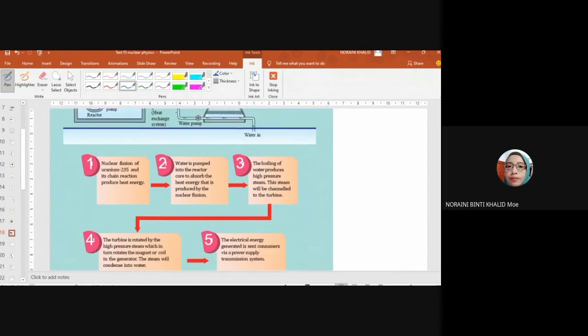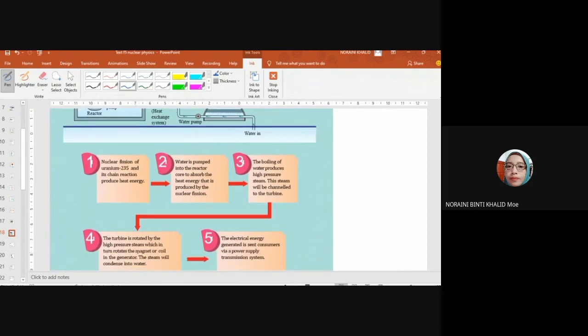What happened next? The turbine is rotated by high pressure steam, which in turn rotates the magnet or coil in the generator. I hope you still remember how to generate electricity using the concept of induction. A coil rotates in the magnetic field of a permanent magnet. Okay, the steam will condense into water. Electrical energy generated is sent to consumers via a power supply transmission system. So this is how electrical energy can be generated by a nuclear power station.